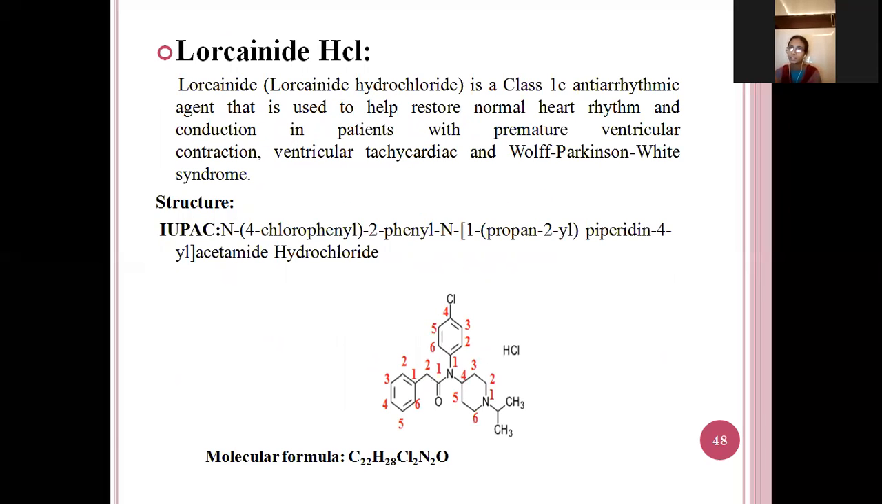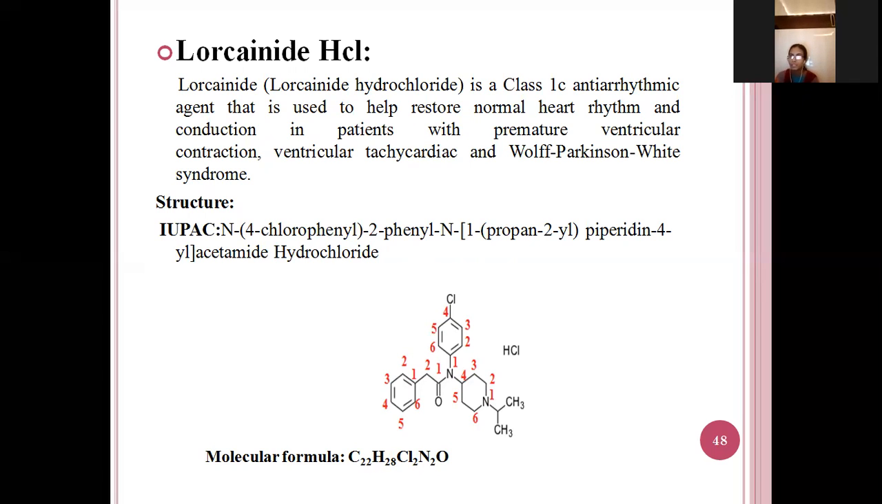Next, flecainide hydrochloride. So this comes under the class 1C anti-arrhythmic agent. So it is used to help and restore the normal heart rhythm and conduction in the patient with premature ventricular contraction, ventricular tachycardia and or Wolff-Parkinson-White syndrome. So this drug is mainly used to help to maintain the normal heart rhythm.